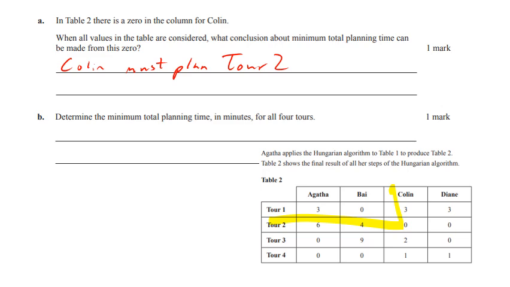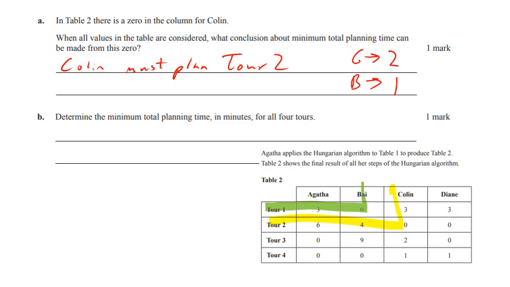So we know Colin is number 2. So then let's have a look at other zeros we've got. Now tour 1 has only got the one 0, which is Bai. I'll just use a different color for that. So tour 1 must go to Bai because she's only got the one 0. So you do all the rows that only have one 0 to do this. So that means that Bai has got tour 1.